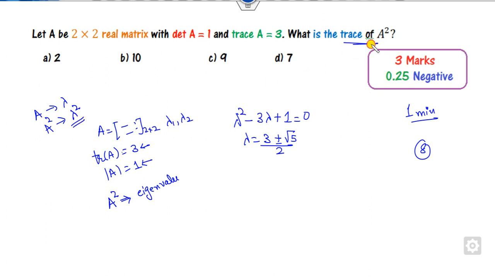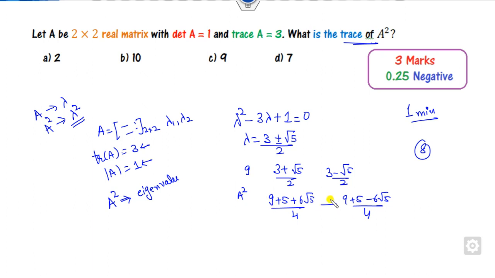How can you find the trace from the eigenvalues? That's the sum of them. There are the 2 eigenvalues, 3 plus root 5 by 2 and 3 minus root 5 by 2. So the eigenvalues of A square are 9 plus 5 plus 6 root 5 by 4, and 9 plus 5 minus 6 root 5 by 4. You can simply add them, and the root 5 terms will cancel out. So it will be 14 plus 14 is 28 by 4. The right answer is 7.